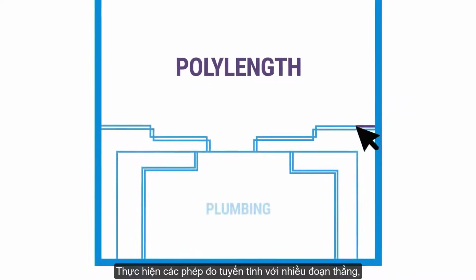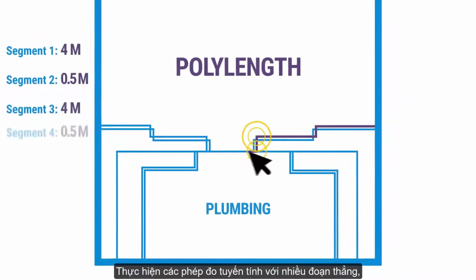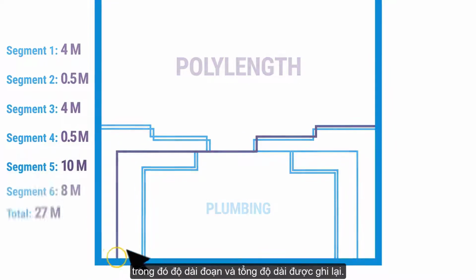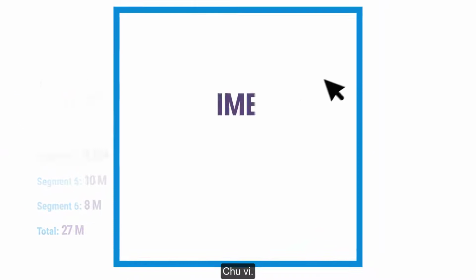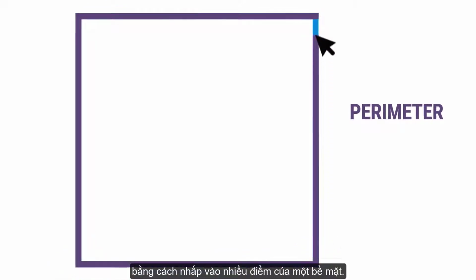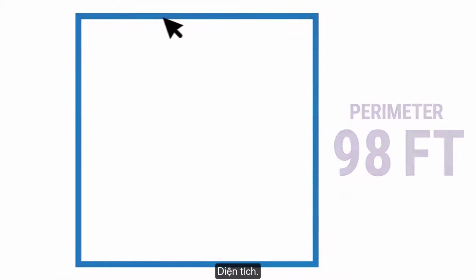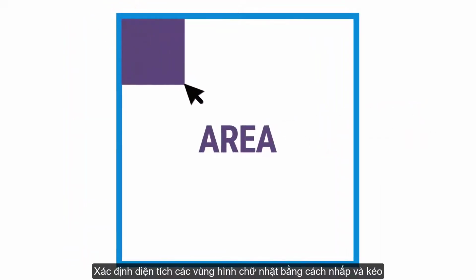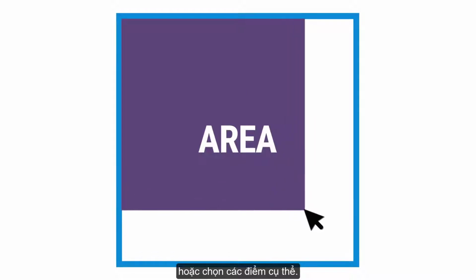Polylength. Take linear measurements with multiple line segments, clicking on multiple points where the segment lengths and total length are recorded. Perimeter. Take a multi-segment linear measurement where the total is calculated on a 2D plane by clicking on multiple points of an area. Area. Get the length of rectangular regions by clicking and dragging or picking specific points.